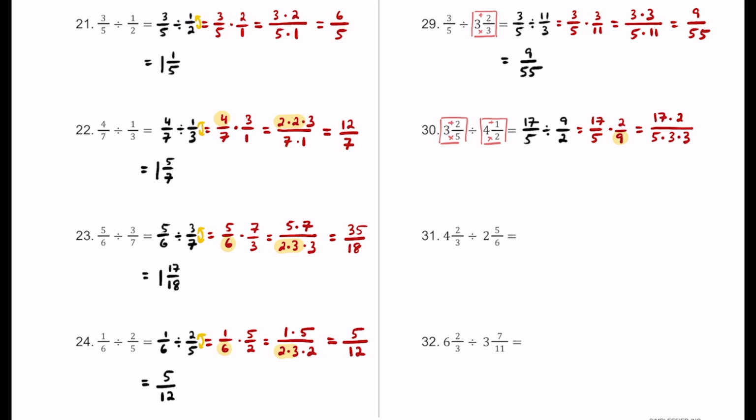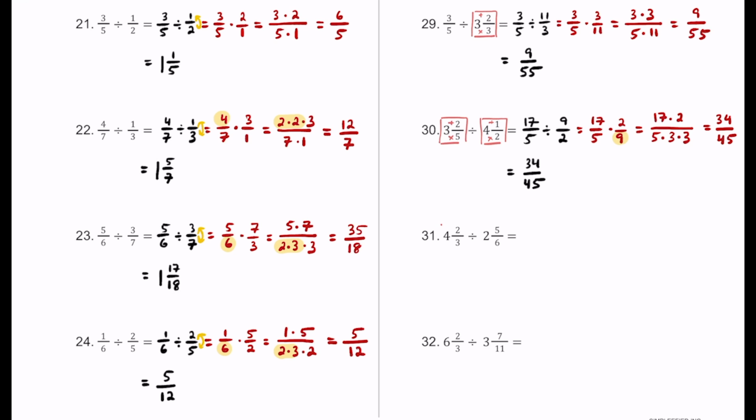On top here, 17 times 2 is going to be 34. And on bottom, 5 times 3 is 15. 15 times 3 is going to be 45. So our answer here is going to be 34 over 45. So let's go ahead and write 34 over 45.